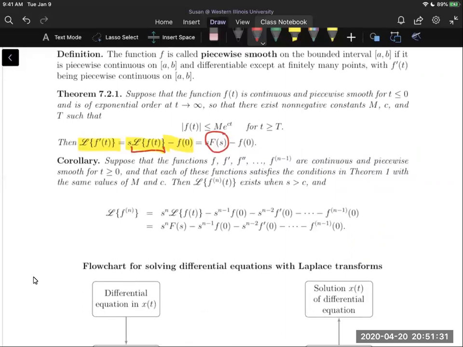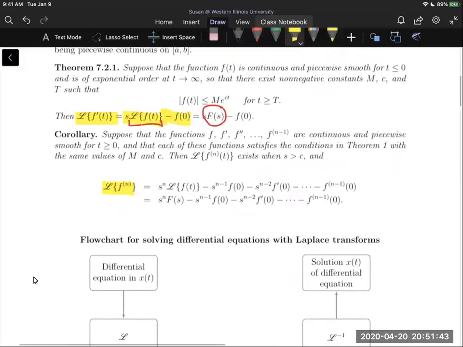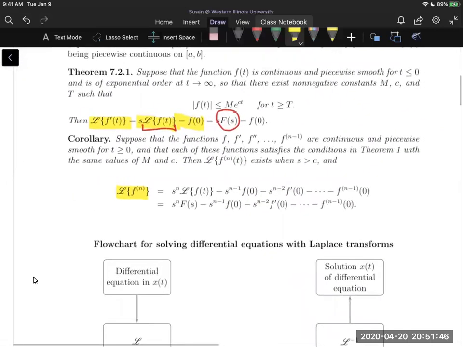So suppose f and all of its foreseeable derivatives are continuous and piecewise smooth and all are of exponential order. Then what we have here is an expression for the Laplace transform of the nth derivative of the function. And so what you'll notice is it's taking into account an initial condition on f, but also on the first derivative all the way out to the n minus first derivative. So we're using these initial conditions built into the Laplace transforms of the derivative functions.